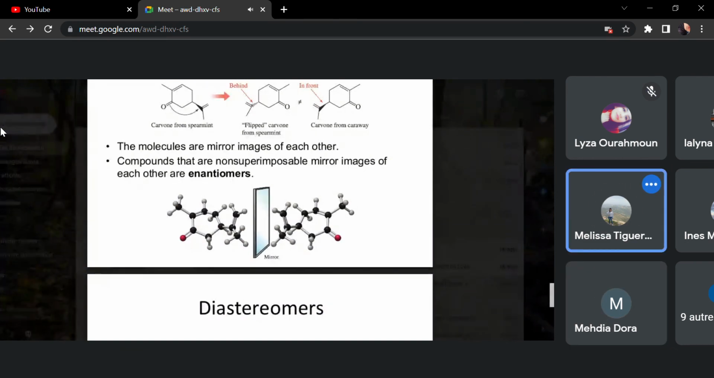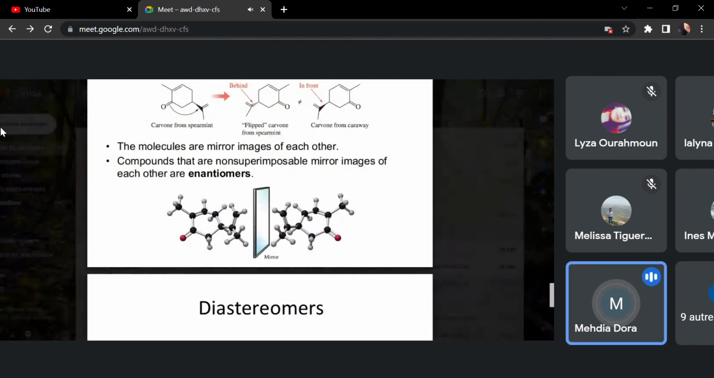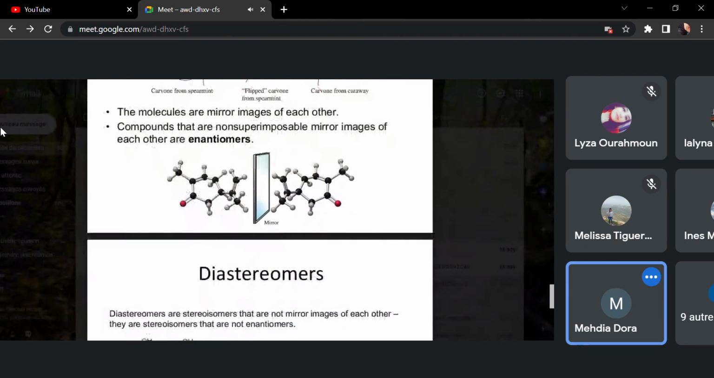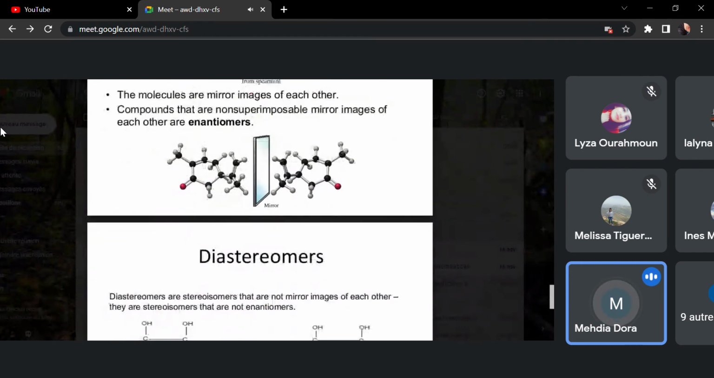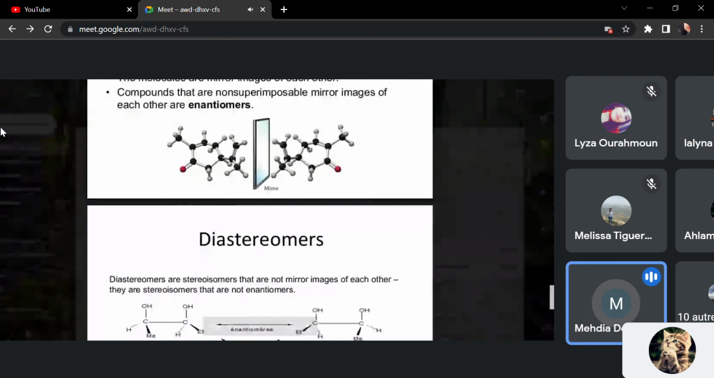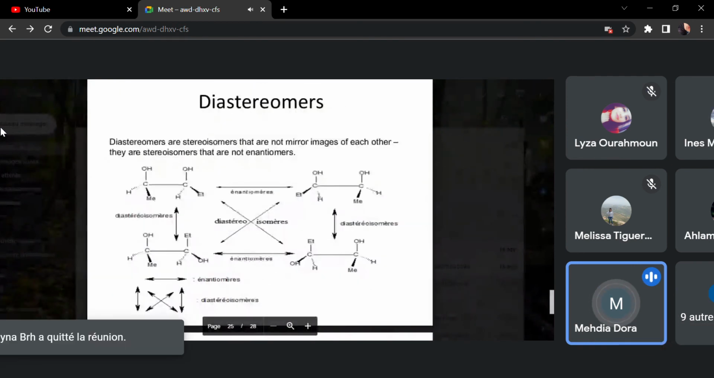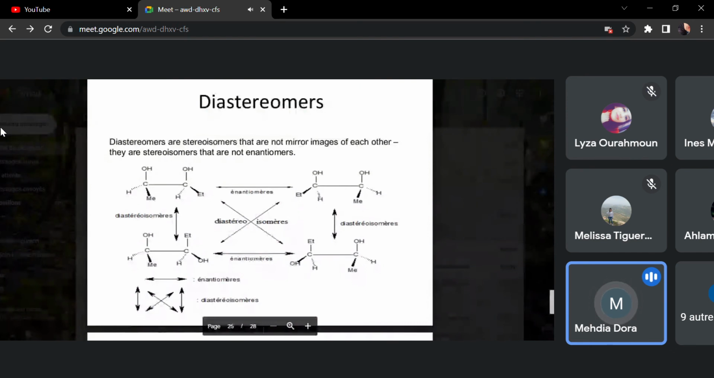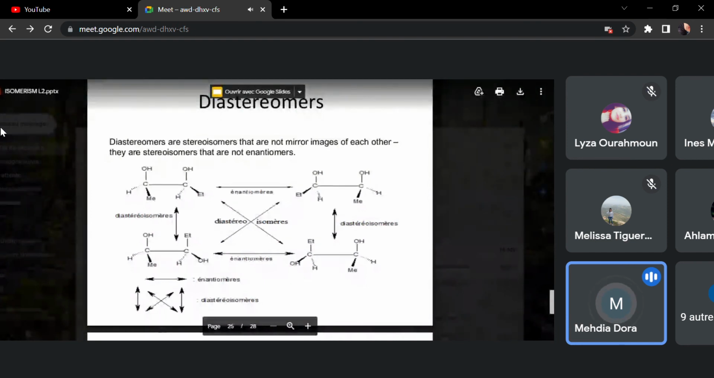Okay, so we see about the enantiomers, and you have here diastereomers. That's the same thing as enantiomers, but they are different in position. We do have here the example in French. You could read it. I give it in French for you to explain. So diastereomers are stereoisomers that are not mirror images of each other. They are stereoisomers that are not enantiomers too. Okay, we do have the explanation of the example. It's very clear.